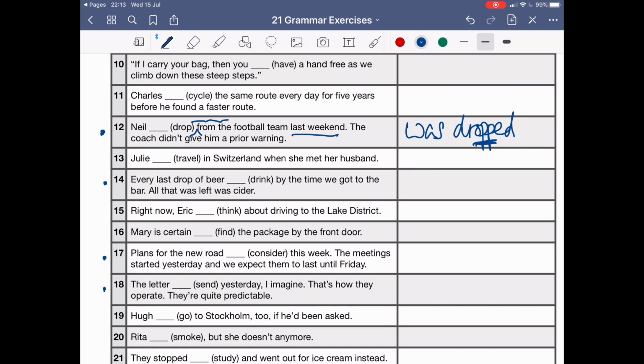Every last drop of beer, something with drink. By the time we got to the bar, all that was left was cider. By the time we got to the bar, okay, so this is past, we got to the bar, and this is something which happened one step back in the past. It happened by the time we got to the bar, so it's going to be past perfect, isn't it? Every last drop of beer, and it's passive of course, had been drunk. Drink, drank, drunk. Don't confuse that with the adjective drunk and drunken.